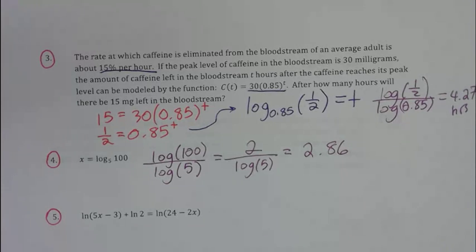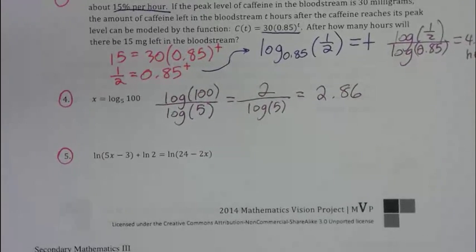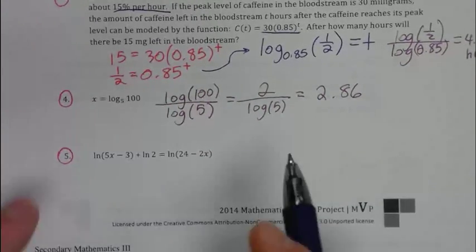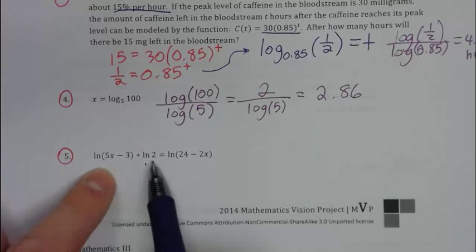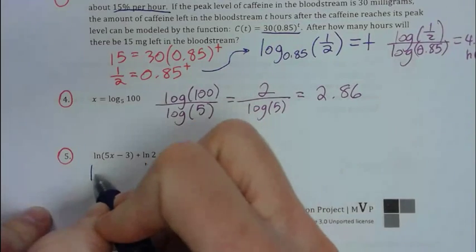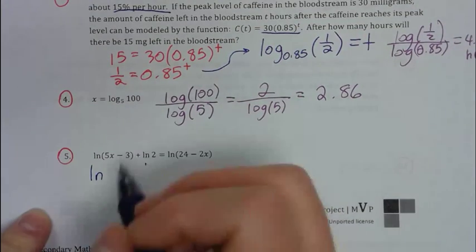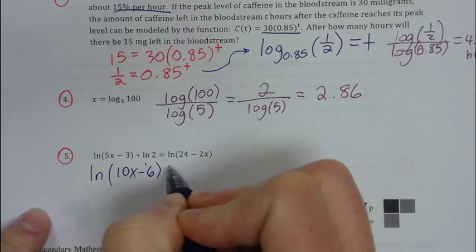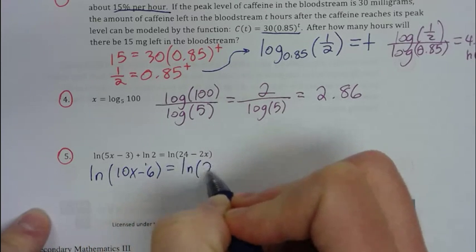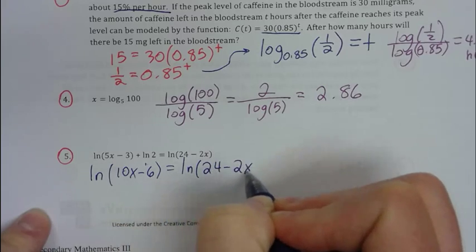And we can move on from that problem and move to number 5. So number 5, we have natural logarithms with our ln instead of regular logarithms. When you have 2 logarithms, and they can be natural logs like this, and you're adding them together, you can multiply the inputs. So I'm going to do 5x minus 3 times 2, and that's going to give me 10x minus 6. And then that's going to be equal to the natural log of 24 minus 2x.